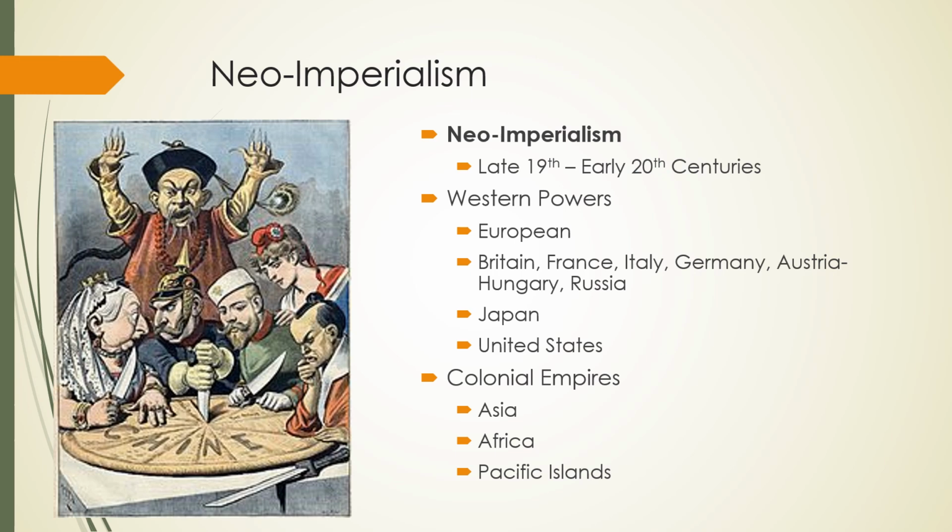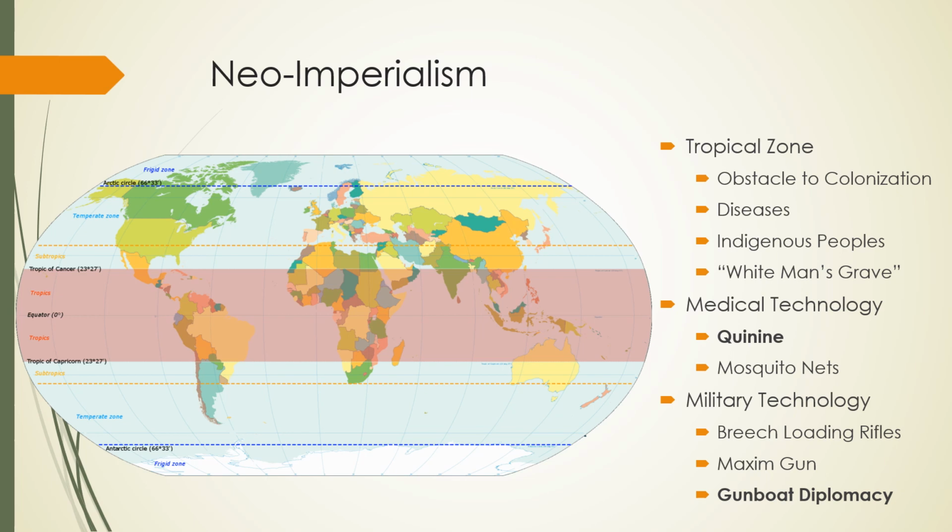What sets this period of neo-imperialism apart from previous eras is basically the places that are being colonized. We're talking primarily Southeast Asia. We're talking Africa, especially equatorial Africa, and certain Pacific islands. So why is it that these places are just now being colonized? It has to do with where they are, right?